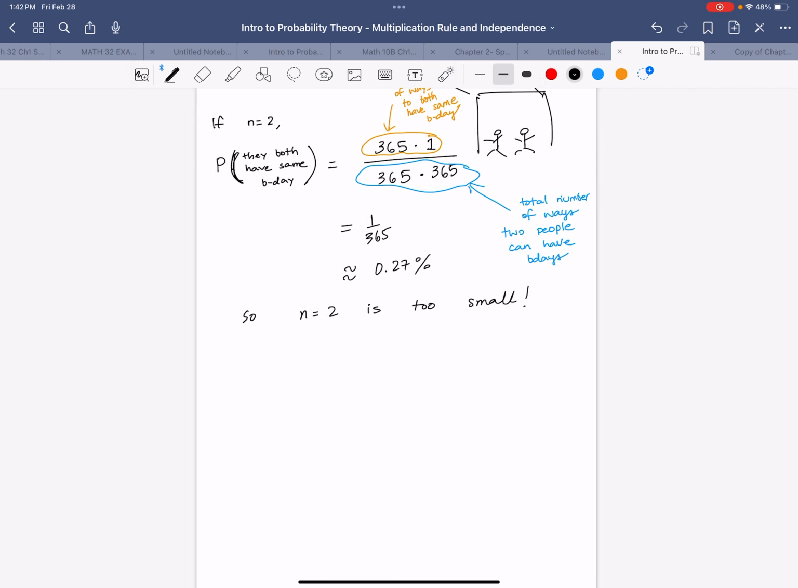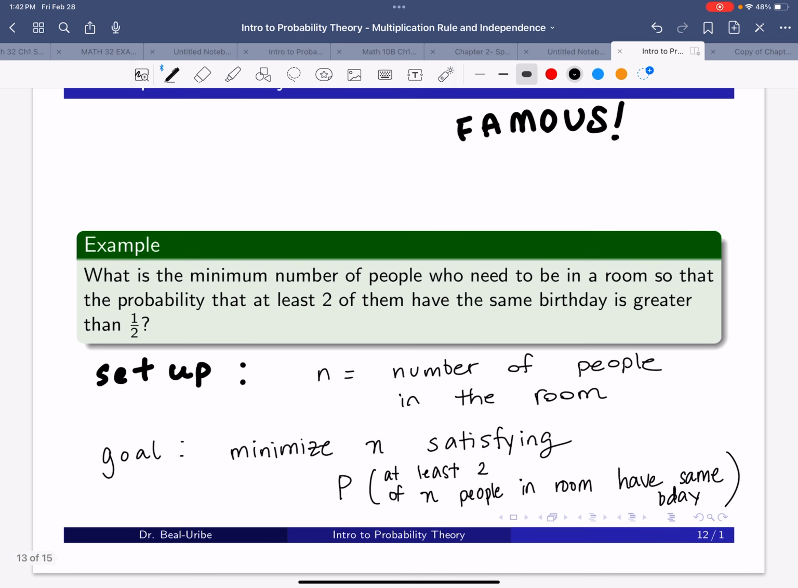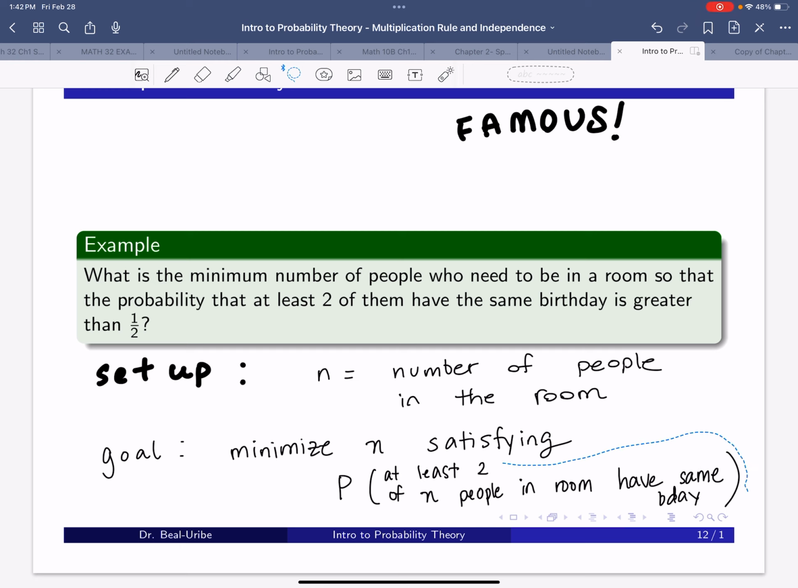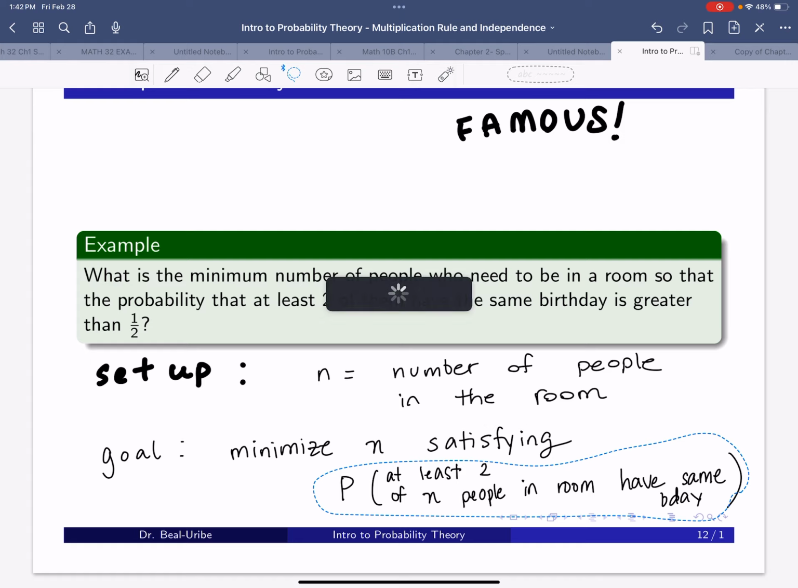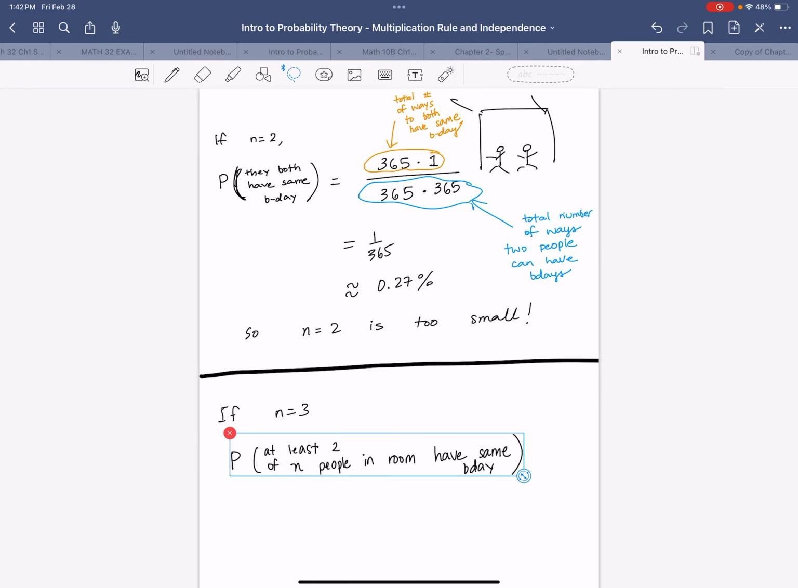Okay, what happens if n equals 3? What's the probability? Now notice our question here is at least 2 of the 3 people have the same birthday. So you have 3 people in your room.